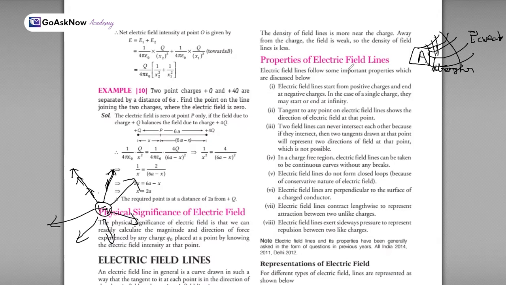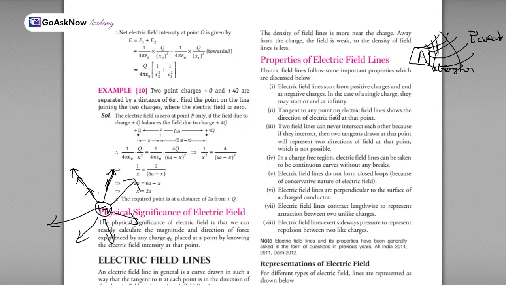Now, some properties of electric field lines. What are these? Let us find out. Electric field lines start from a positive charge and end at a negative charge. I already told you that the direction of electric field lines is outward from a positive charge and inward toward a minus Q charge. So it means that electric field lines start from a positive charge and end at a negative charge.